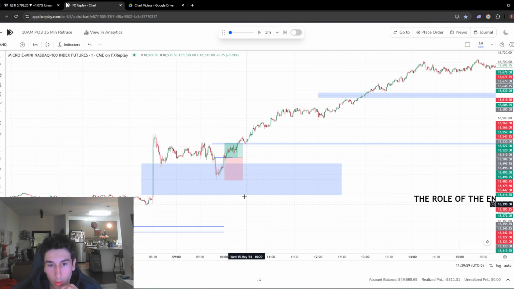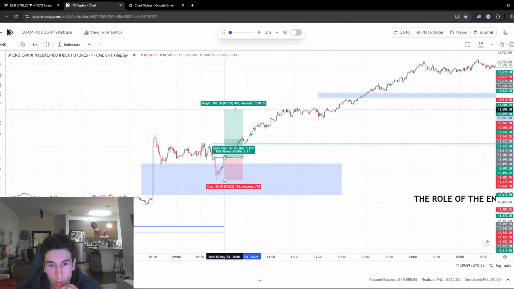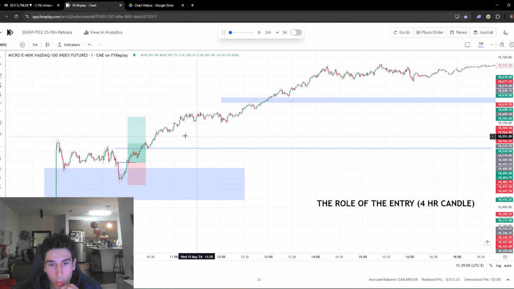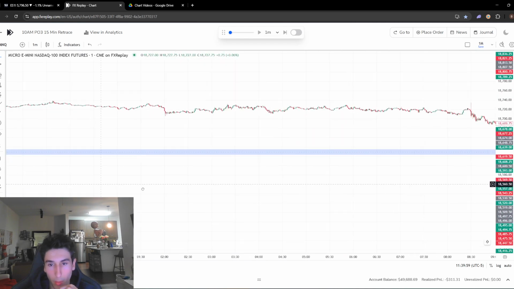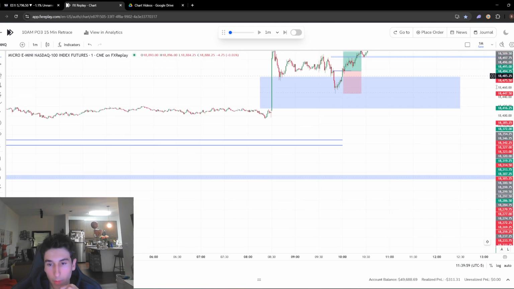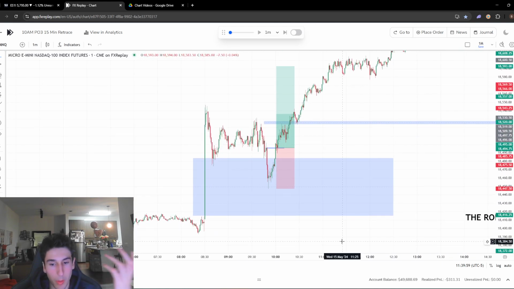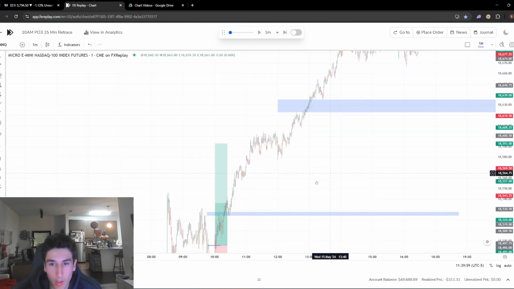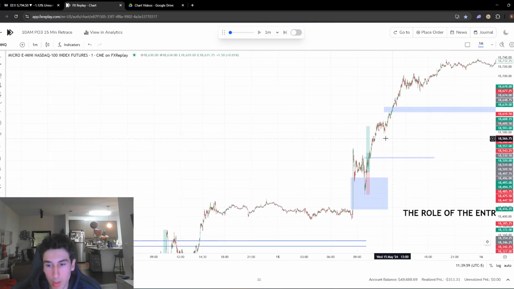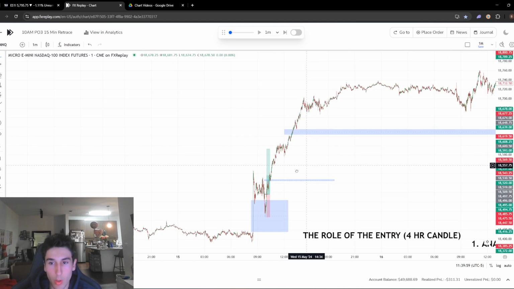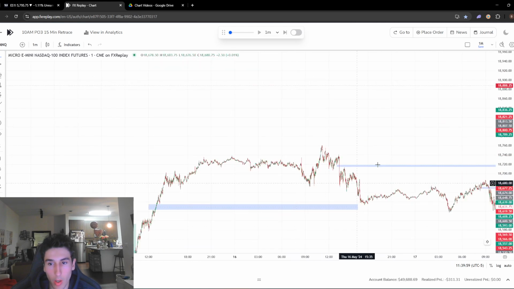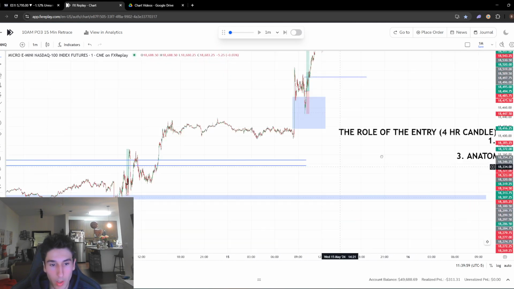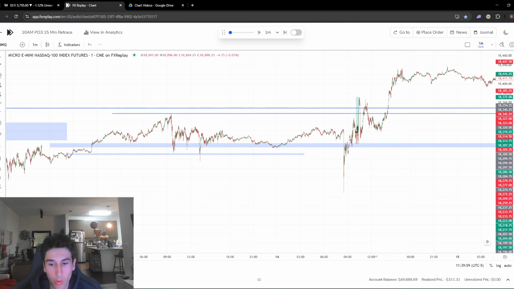And then obviously, you know the rest. I typically go for a 2R, and then you can see what happened after that. But yeah, that's pretty much the understanding of 10 a.m. and the draw on liquidity. So the draw, obviously, we want to catch a manipulation, and then the distribution should take us to that draw of liquidity.